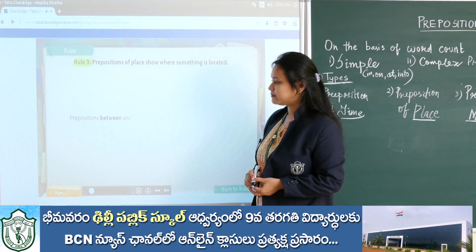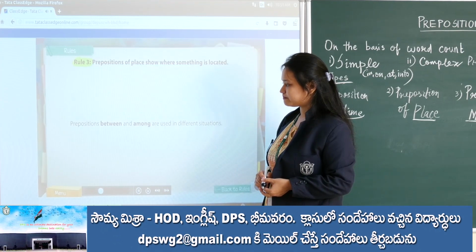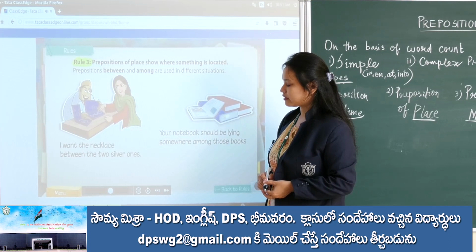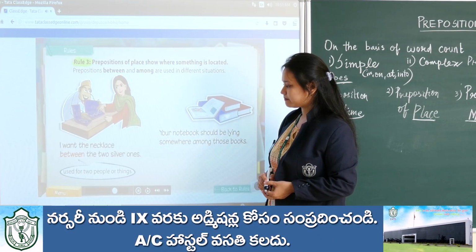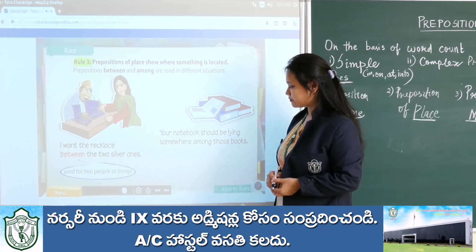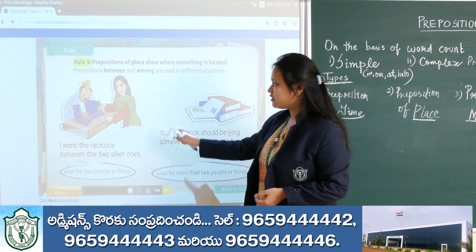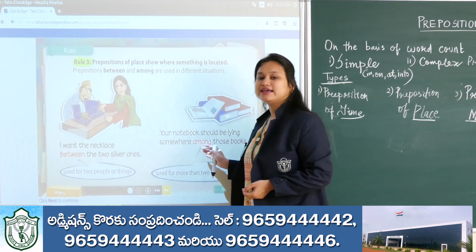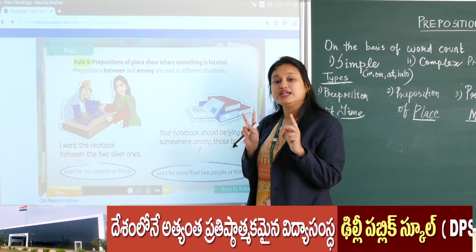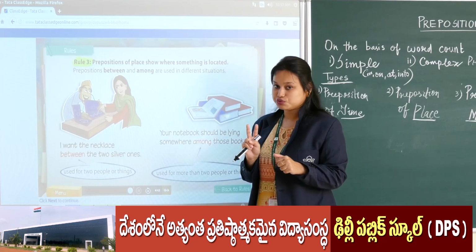Similarly, the prepositions between and among are used in different situations. When referring to two people or things, the preposition between is usually used. However, when referring to more than two people or things, among is used. So what we saw here, between and among. Between we will use when we are talking about only two people, two students, two children, then we will use between.